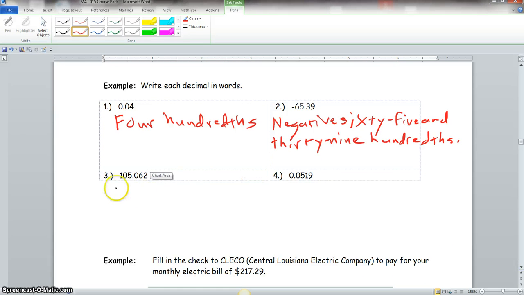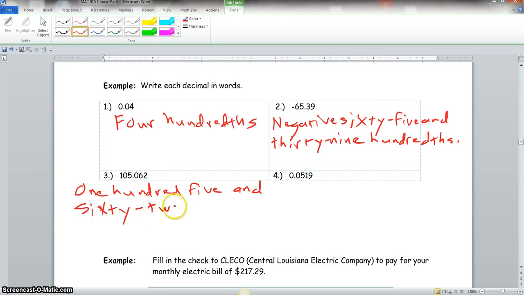Now we come here. We have 105. We can write that, 105. Now for our decimal, we write "and." And behind our decimal, you notice that with this 062, you know that this is just 62. So we'll write 62. And then we look at the place value that the 2 is at, and that is in the thousandths place. So it's 105 and 62 thousandths.